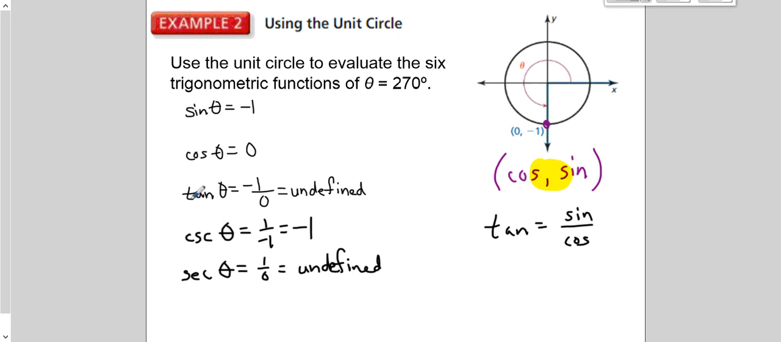And the last one, what is the reciprocal function of tangent called? Cotangent. So the reciprocal of undefined actually turns out to be 0. Look at my fraction. If I flip that over, 0 over negative 1, well, that's just 0. And there's our 6 trig functions of 270 degrees.